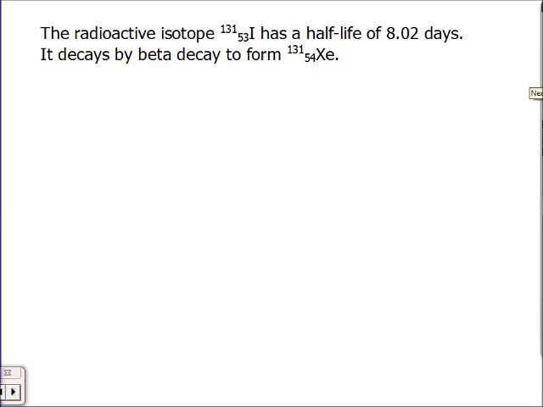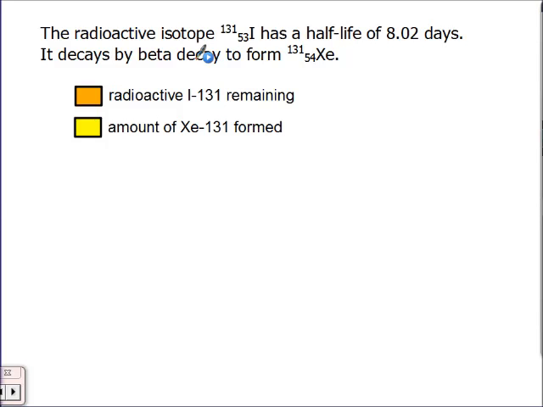Example, the radioactive isotope of iodine, iodine-131, has a half-life of 8.02 days, which means that every 8.02 days I'm going to lose half of what I started with. Now it decays with beta decay to form xenon.